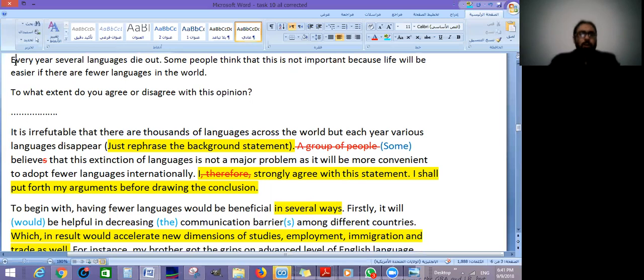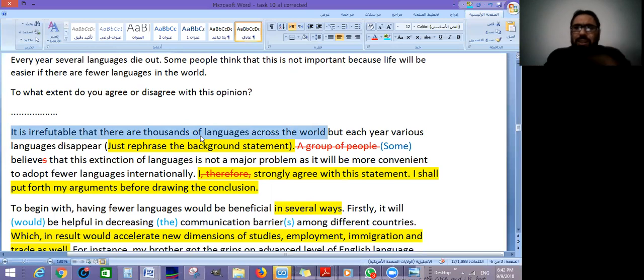Next one. It is irrefutable that there are thousands of languages across the world. Okay. To be honest, I don't even know how many languages there are in the world. And this is something that I talked about when I mentioned hooks and so on, mentioning these facts and stuff. I think avoid it. Just rephrase the statement, answer the question.